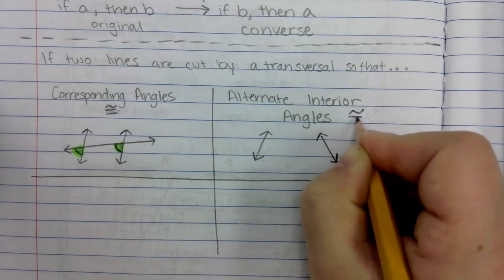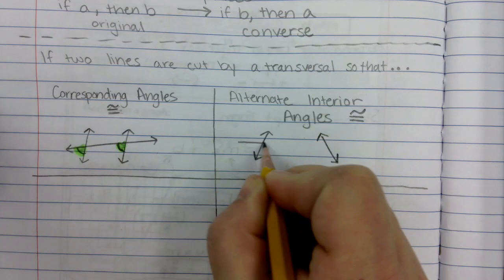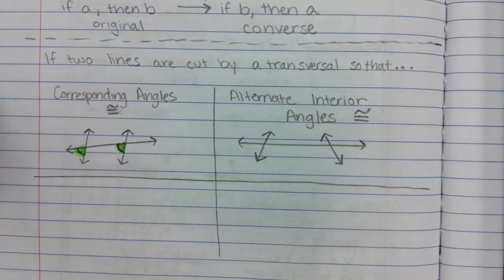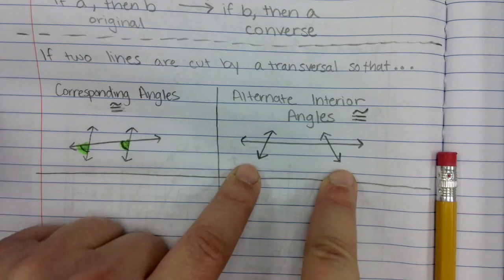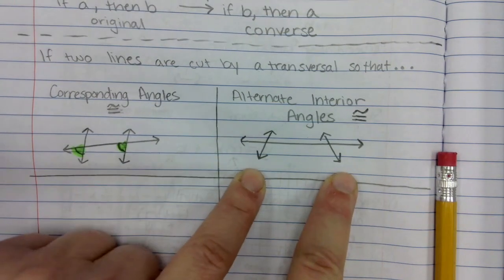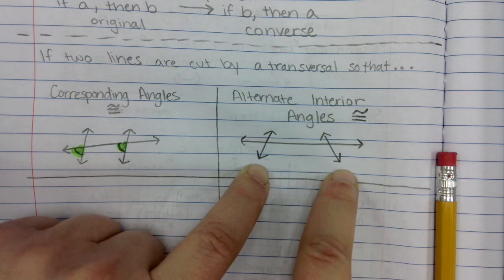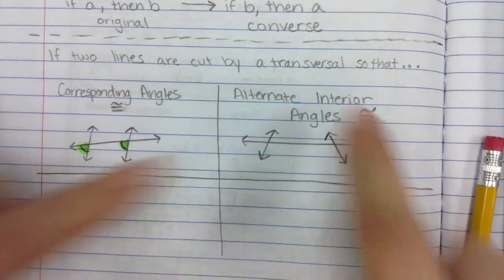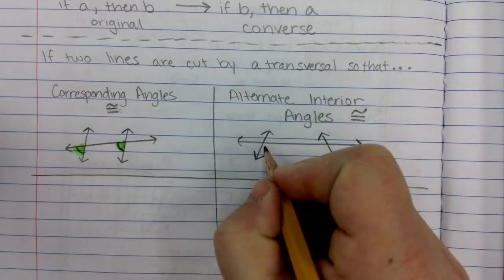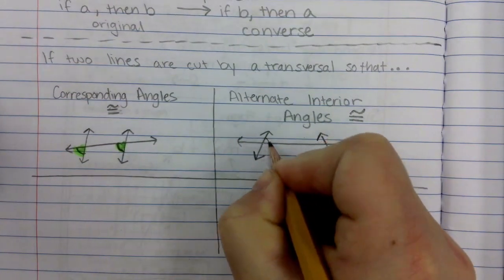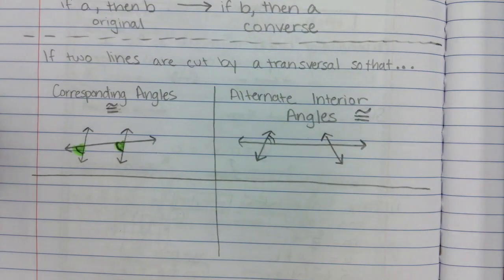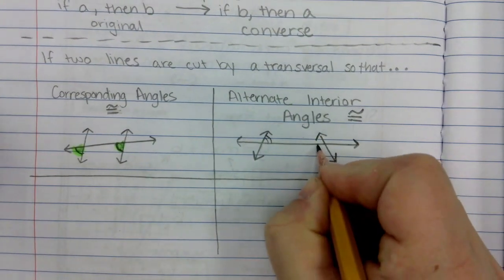But if I show that this angle on the top is congruent to the inside angle on the bottom, no matter what the picture looks like, I know that those lines will be parallel. Okay, and I'm using those two arcs. Remember when you see those arcs, that tells us that those angles are congruent.